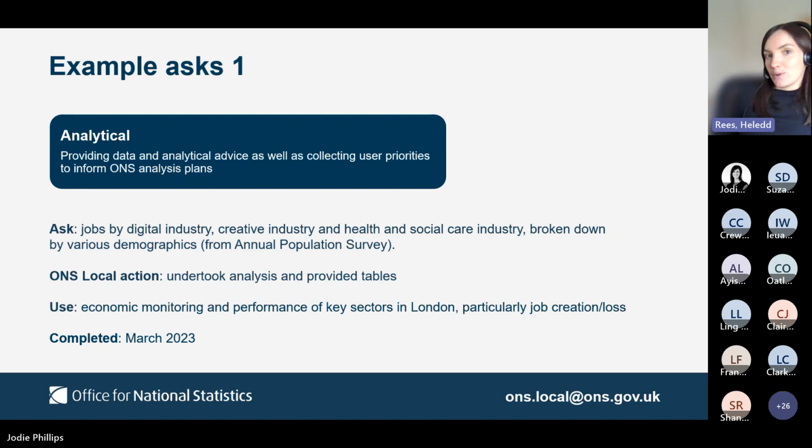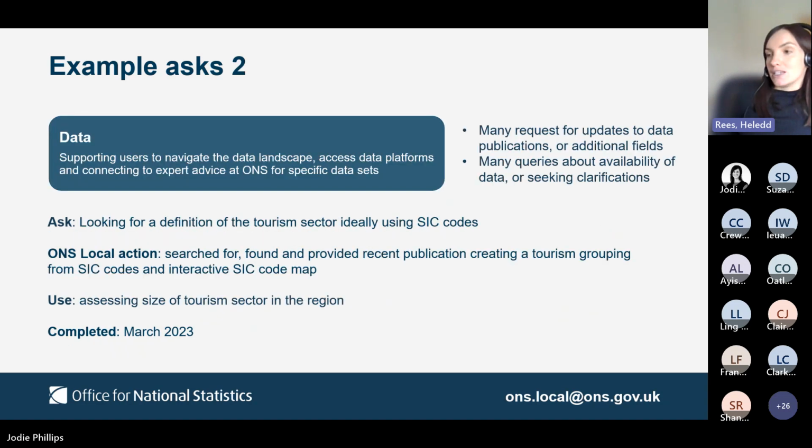Next example, we've got the data requests. Many of these requests are just updates of data publications that already exist, asking for additional fields. People also query what data is available on certain topics, or just ask for clarification on data that we've already published, wanting to know what certain fields mean. Any of those requests are completely within our remit.